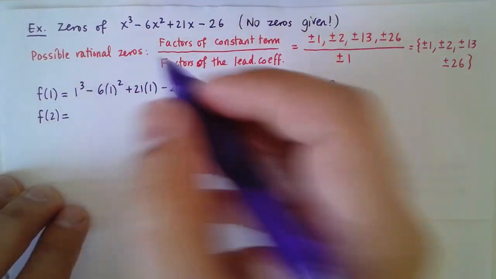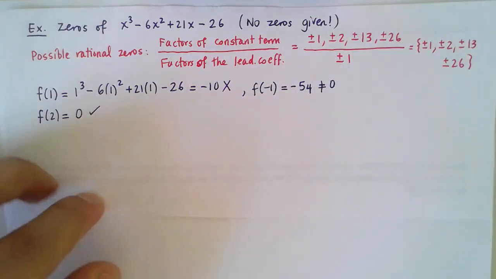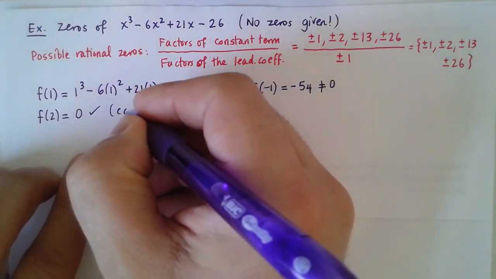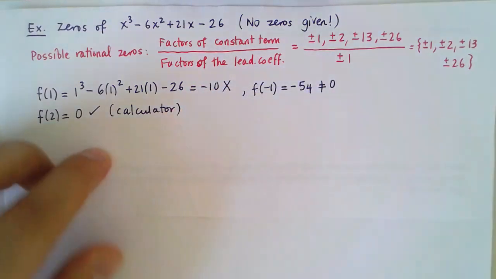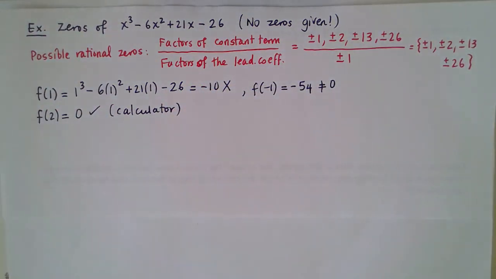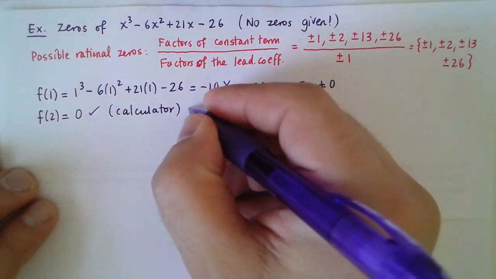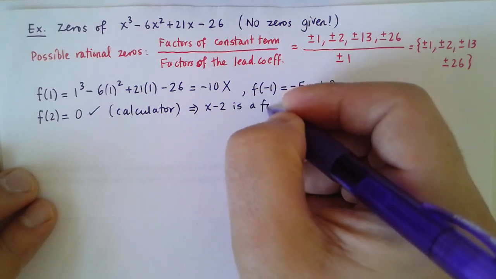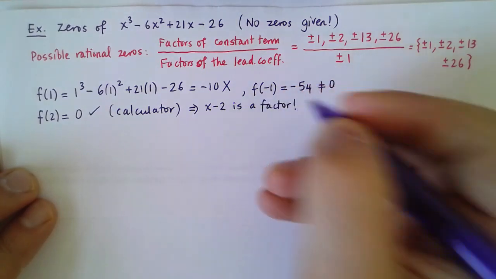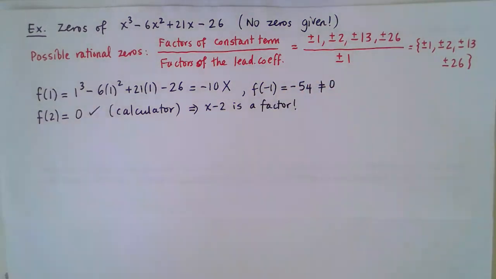F of 2, if you try that one, you will get a 0. You can use a calculator, which is simple, or you can do it by hand. So f of 2 is 0, which implies x minus 2 is a factor. So now we found one of the zeros. We know it's a factor.